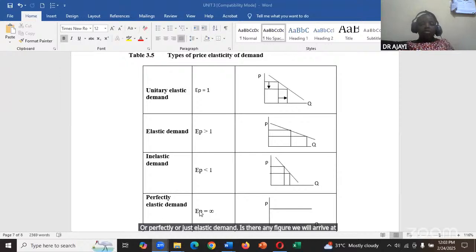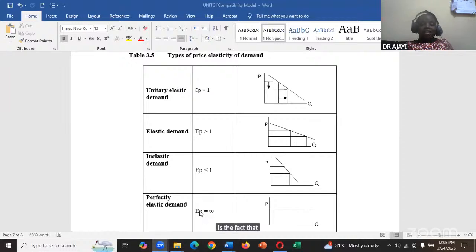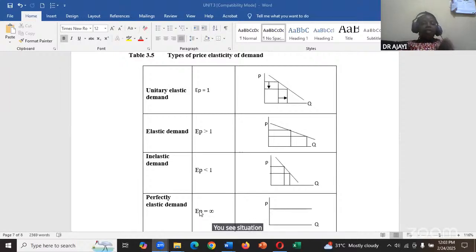What I want us to bear in mind is the fact that for perfectly elastic, it simply means just a marginal change in price. You see a situation where demand responds in a very wide or unimaginable way.